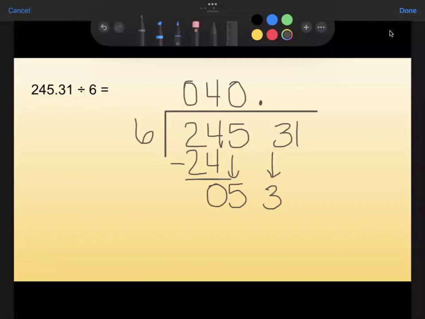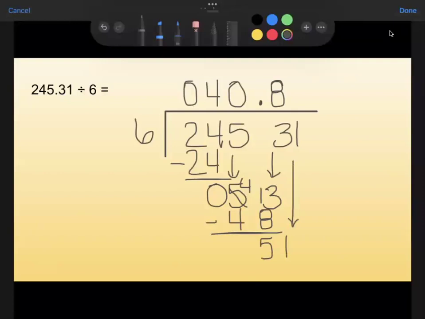So 6 goes into 53. Let's see, 6 times 9 is 54. So that's pretty close. Instead, I'm going to go with 6 times 8. So I'm going to put an 8 here. That's going to be 48. When I subtract this, I have to regroup. So that becomes 4 and this becomes 13, giving me 5 here. And then 4 minus 4 is nothing. So I'm going to go ahead and bring down the 1.